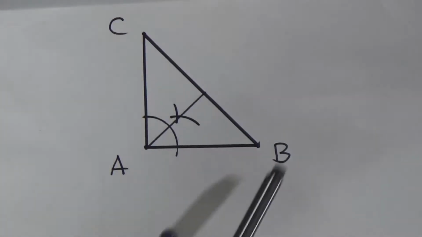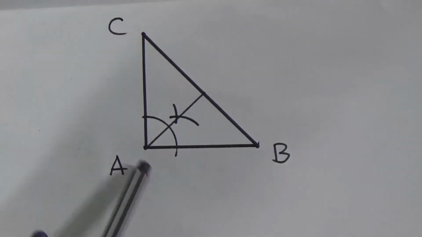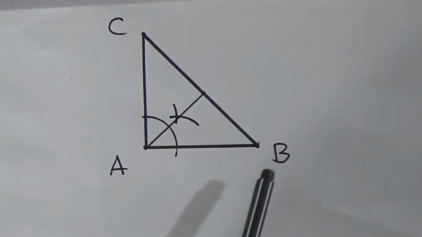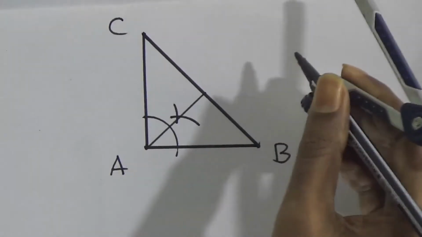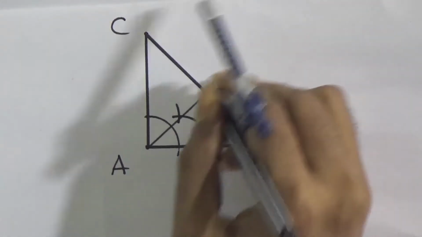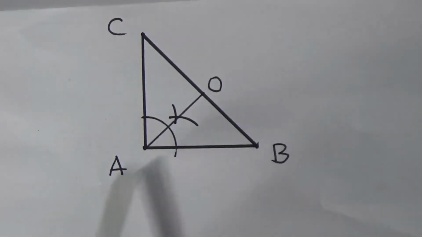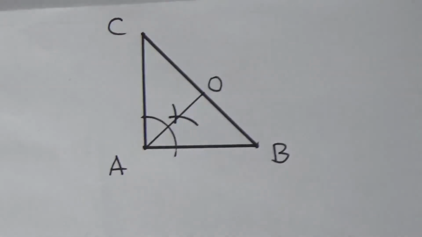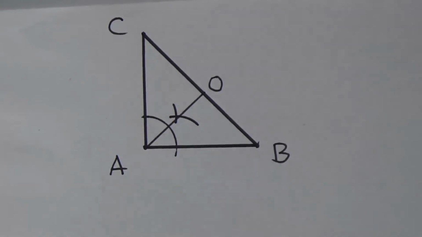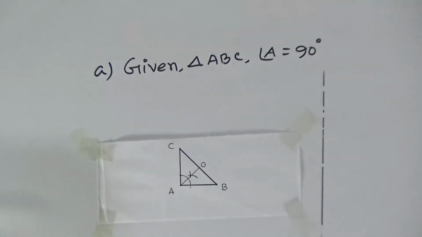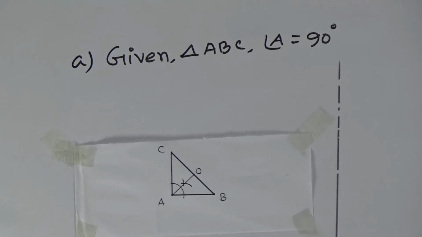That means if BAC or angle A equal to 90 degree, then take any point O here, then angle BAO or CAO are half of right angle, that means 45 degree angle. That means BAC is bisected now. This is our required result. Now I will solve question number B.